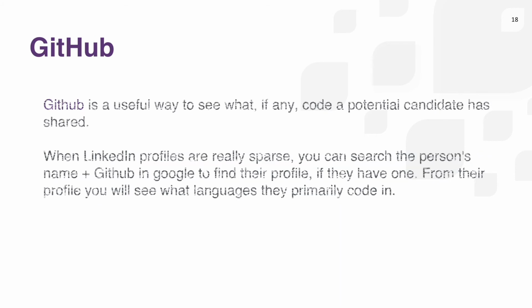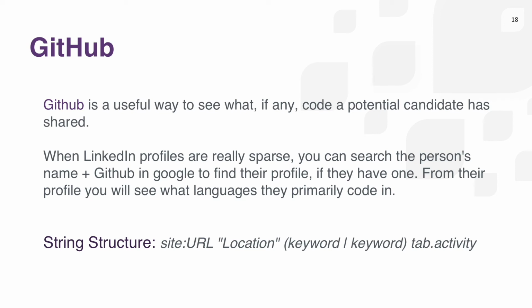Last but not least, let's look at GitHub. GitHub is a useful way to see what, if any, code a potential candidate has shared. When LinkedIn profiles are very sparse, you can search the person's name in GitHub and find their profile, if they have one. From their profile, you will see what languages they primarily code in, or if they have side projects, you'll learn about what types of code they are interested in.